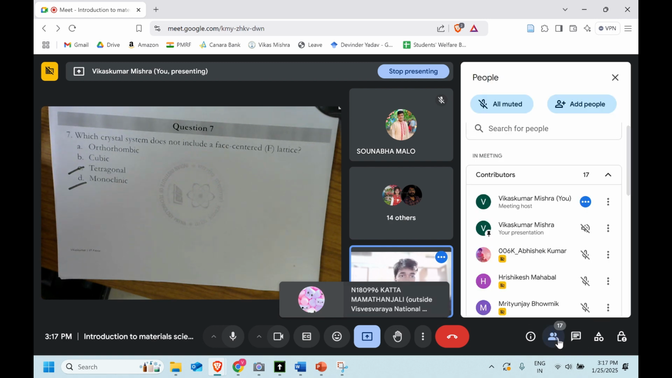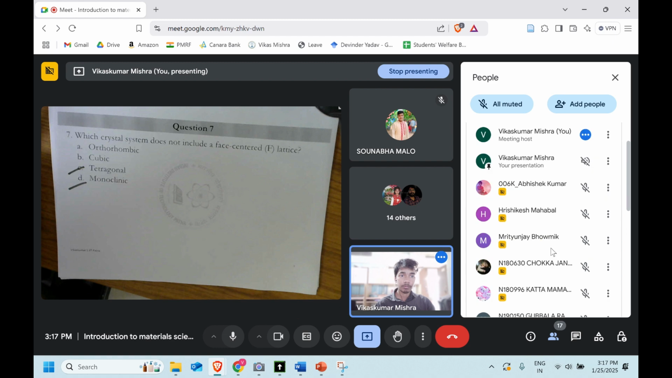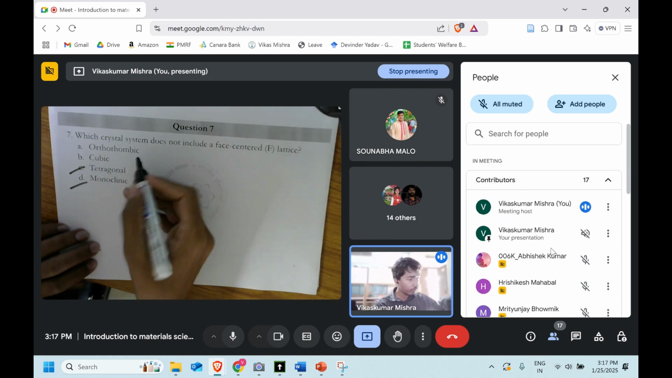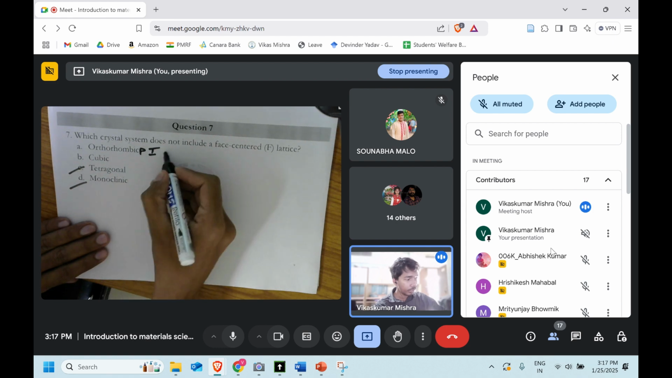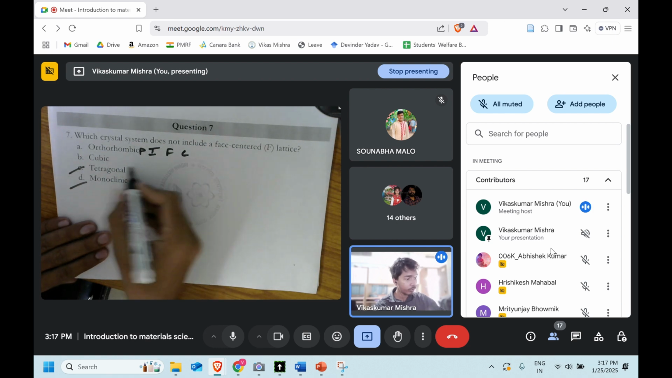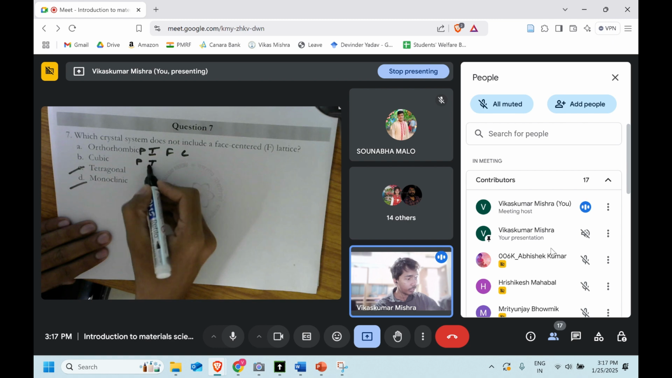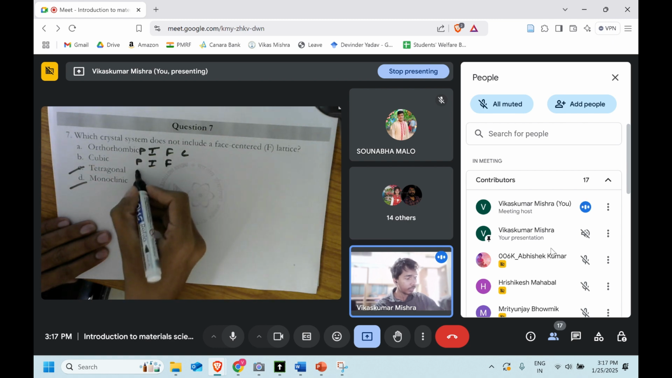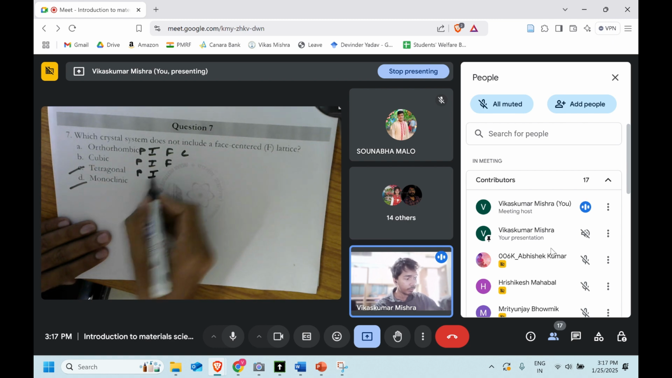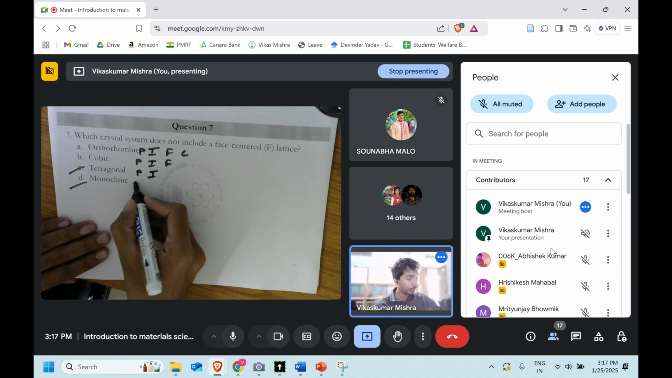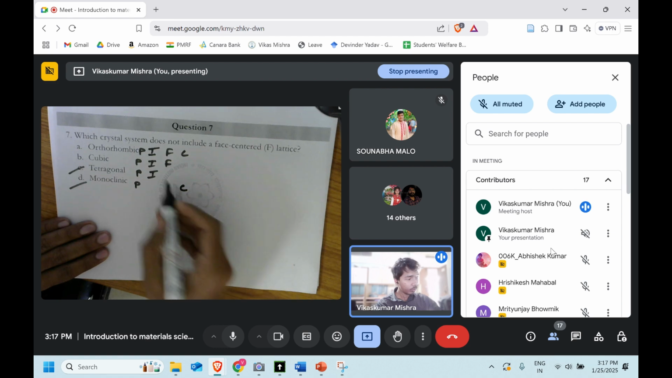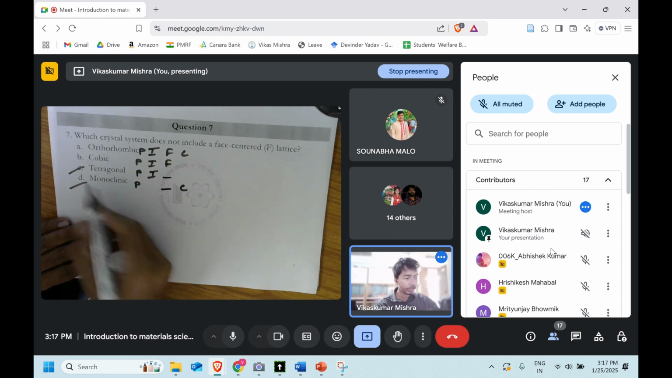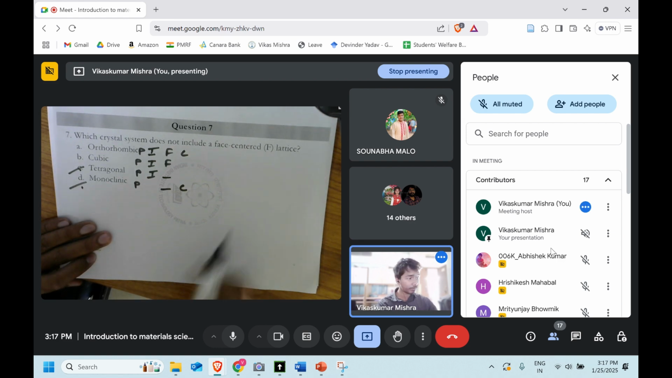Okay, I think I admitted all of them. Orthorhombic is having the primitive, body centered, face centered, and end centered also. Cubic is having primitive, body centered, and face centered. Tetragonal is having the primitive and body centered. Monoclinic is having the primitive, and we know it has the end centered. So the face centered is missing in these two cases, and that's how C and D is the right answer for us.